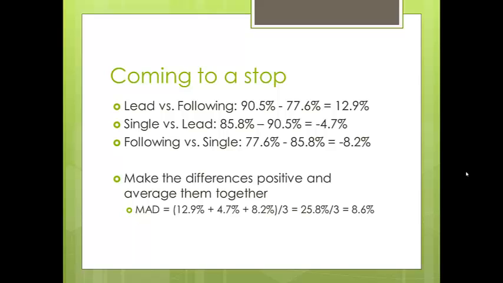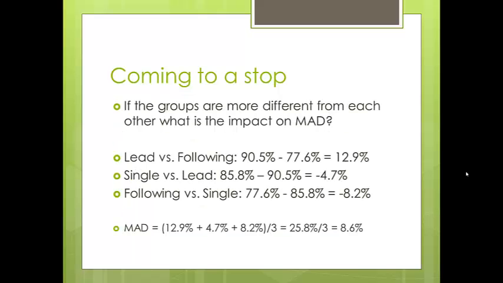What does this number mean? Well, 8.6 is the average difference these groups are from each other. So are big numbers more evidence against the null hypothesis or less? Let's look at a quick example. If the groups are more different from each other, how does that impact the MAD statistic?